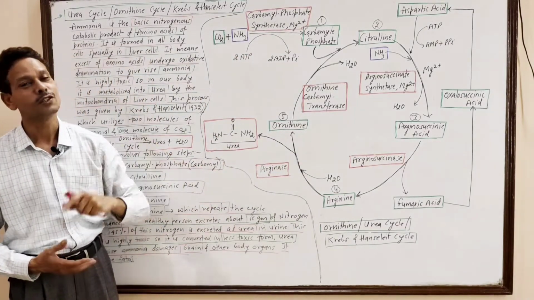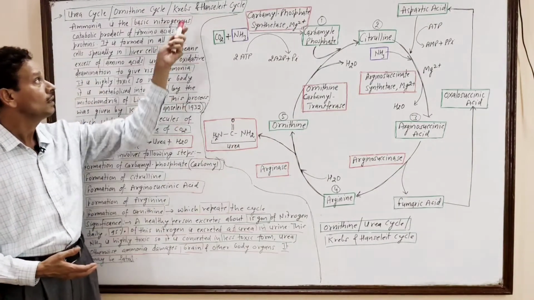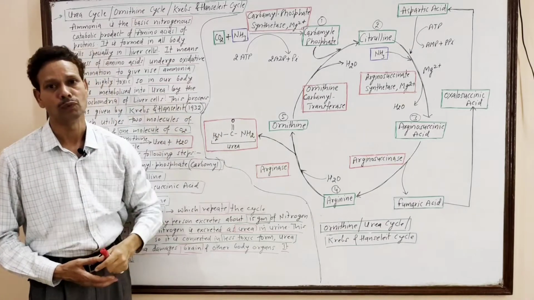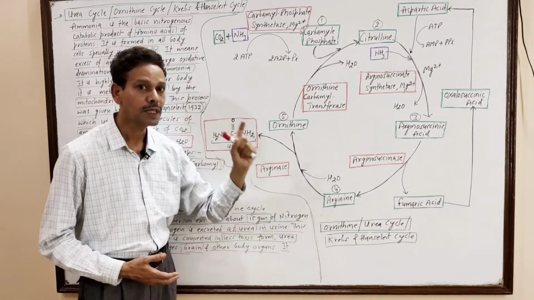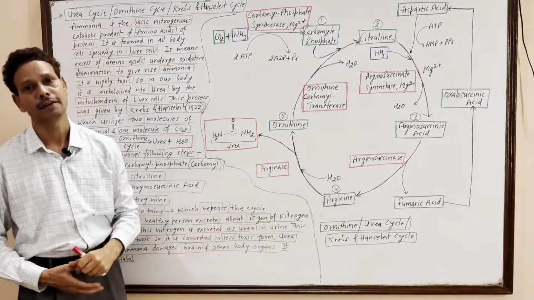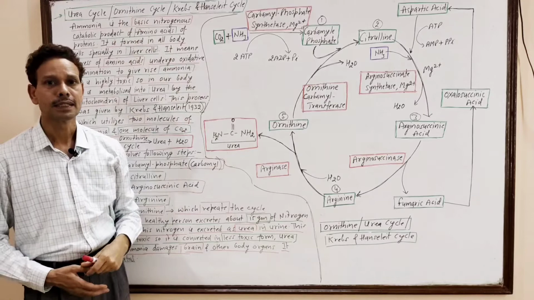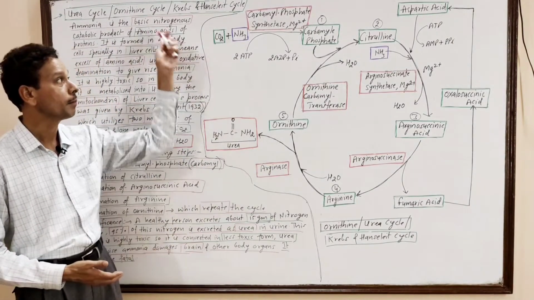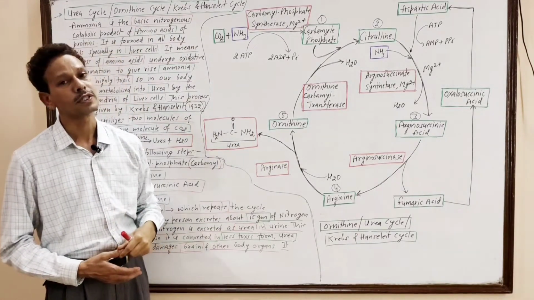and this entire cycle is named as urea cycle, that was described by Krebs and Hanseleit in 1932. So this process is named Krebs and Hanseleit cycle. This entire process is divided into 5 steps. It means the mechanism of urea cycle involves 5 steps.